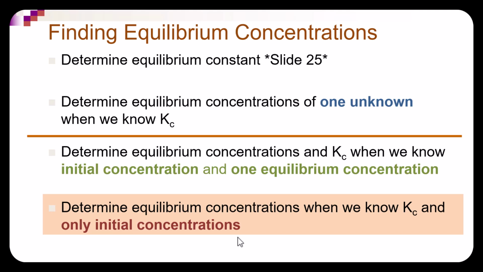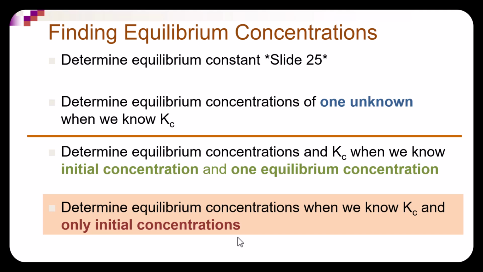So this one is by far the most realistic. Measuring concentrations at equilibrium is actually a pretty difficult thing to do. How do we isolate the product? How do we measure the product's concentration? How do we isolate a reactant? How do we measure a reactant's concentration at equilibrium? So this is probably the most realistic, but definitely the hardest to solve.